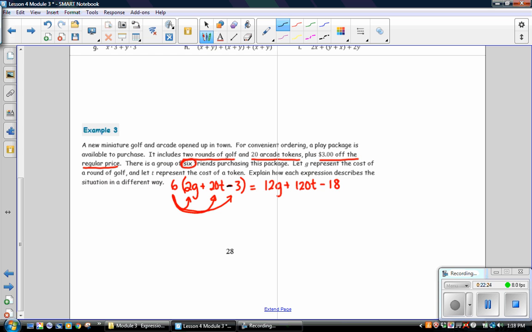So now we have 2 expressions. When it says explain how each expression describes the situation in a different way, the problem on the right, this is the total cost for 12 rounds of golf, 120 tokens minus the $18. Then this one, inside the parentheses, this is the cost for one person, and then you're multiplying it by 6 people. So it's going to cost the same amount, it's just how do you want to figure out the cost. In this case, it's written as a product of 6 people times the cost. And on the right side, it is just written as a sum of each individual part, the golf, the tokens, and the discount.